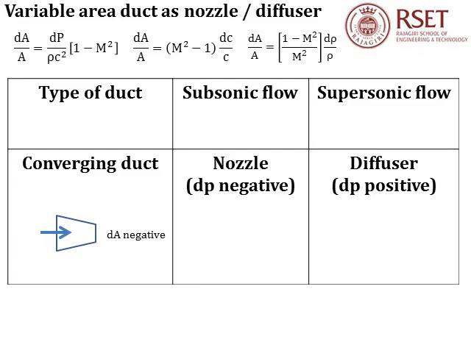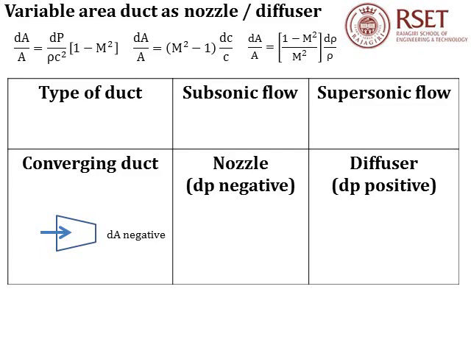Therefore, from the equations, we can conclude that for a subsonic flow passing through a converging duct, the pressure decreases, that is dP is negative, fluid velocity increases, that is dC is positive, and fluid density decreases, that is d rho is negative. Hence, a converging duct with subsonic flow acts as a nozzle.